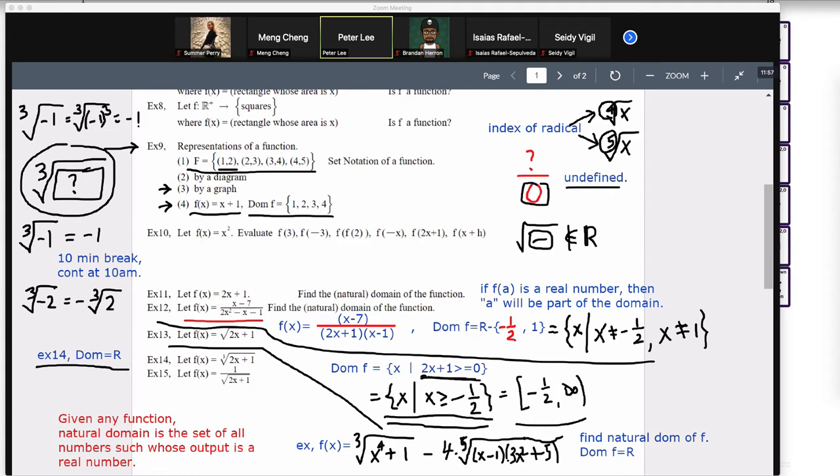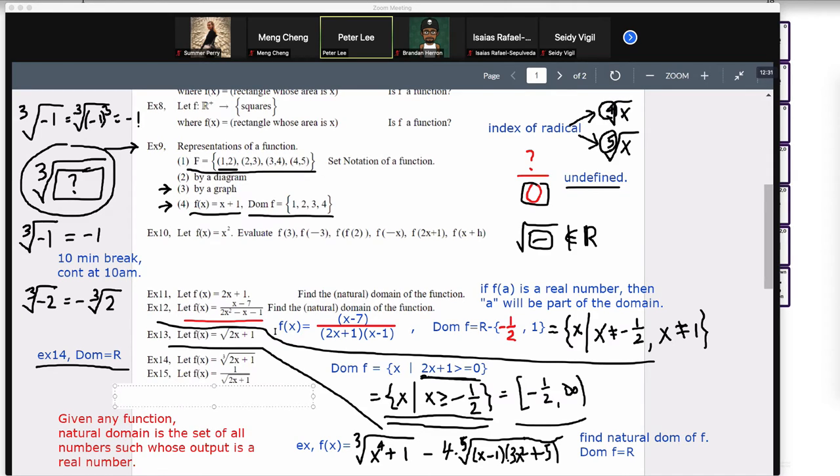Now let's look at example 15. What is the natural domain of this function in example 15? We have 1 over square root of 2x plus 1. Is the domain of example 15 and the domain of example 13 the same or not the same? Not the same, because there are x values that will be undefined. Right. In this case, 2x plus 1 cannot be 0.